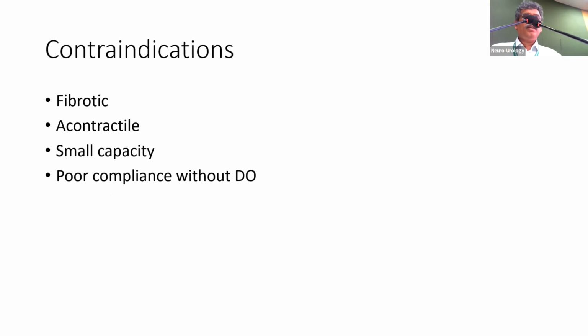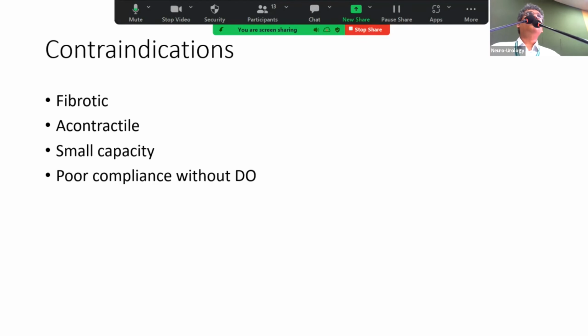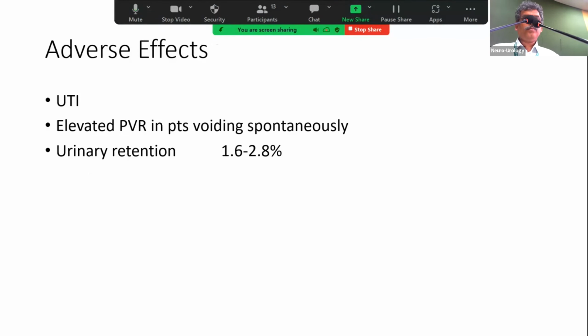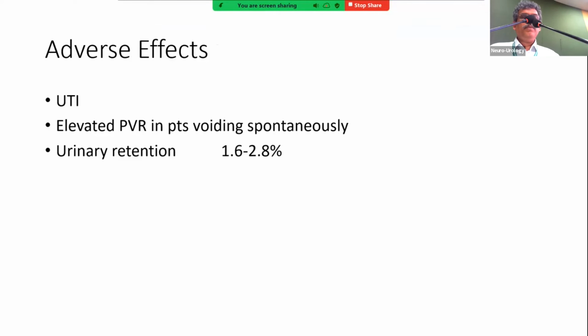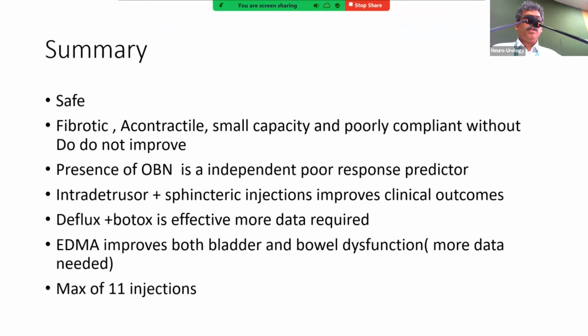So what are the contraindications to giving Botox? First, if you have a thick fibrotic bladder, an acontractile bladder, a small capacity bladder, or poor compliance without detrusor overactivity. What are the adverse effects? UTI, elevated PVR in patients voiding spontaneously, and urinary retention in 1.6 to 2.8% of these children.